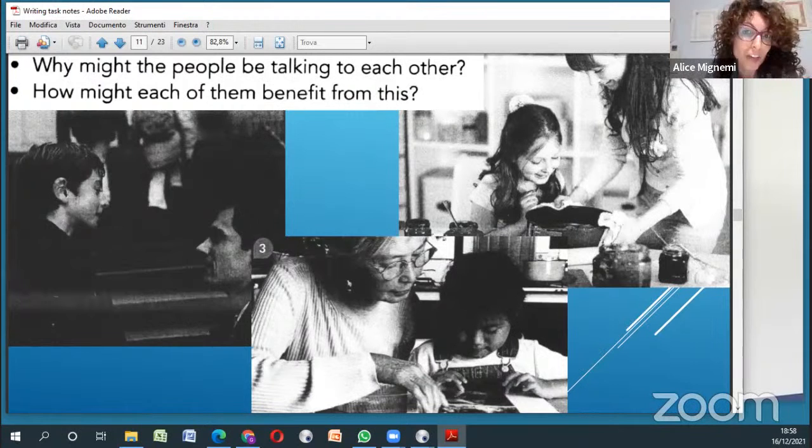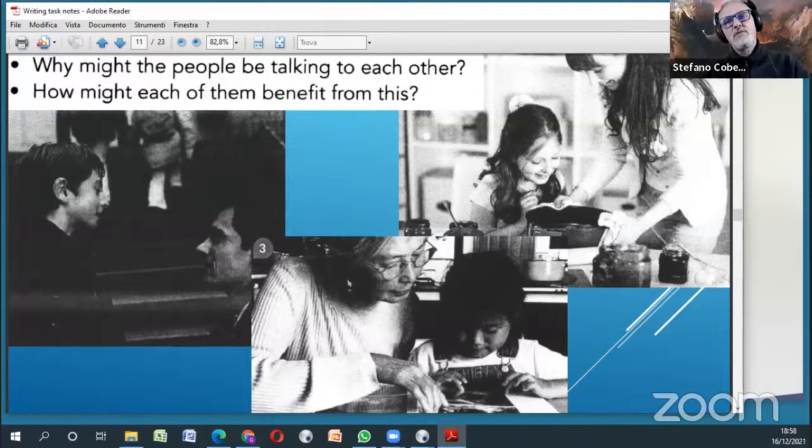To be happy for that. It could be. Yeah, so by talking with her grandchild about her past, she's remembering things, and that's nice. She can feel useful too. Okay, so which other photo would you choose?